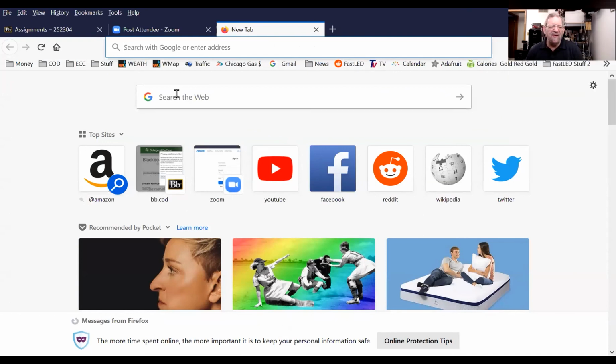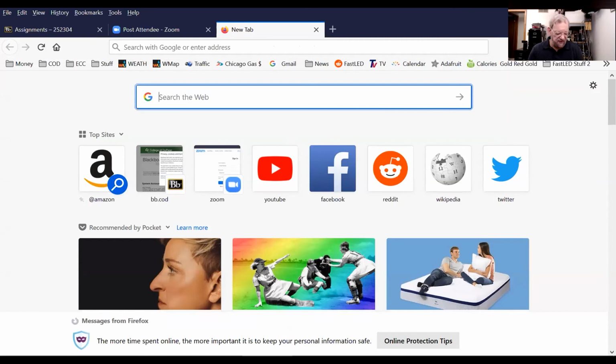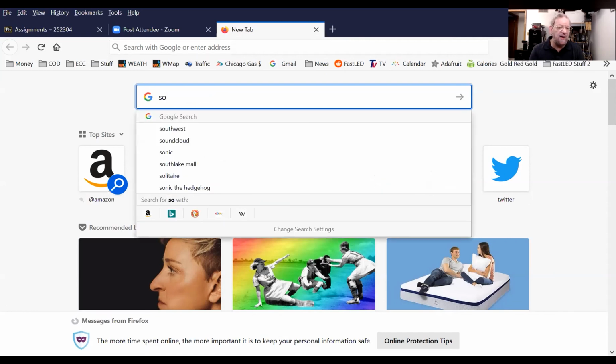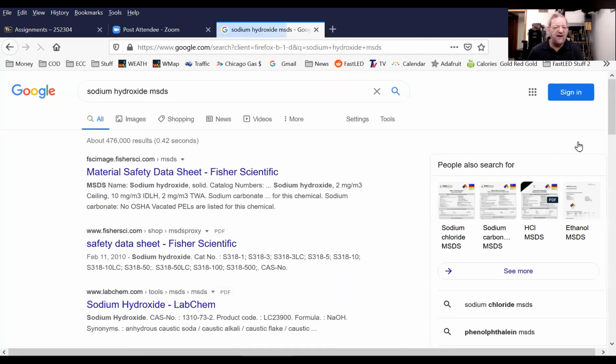Now, if I was looking for a chemical MSDS, and this is good for the rest of your life to know. If you're ever looking at an ingredient label of something you bought or want to buy, you can look up how dangerous the chemicals in there are. This is not in your kit, but it's a chemical I'm familiar with. If I can spell it, put the name of the chemical, then put in MSDS, hit enter, and you'll notice we have the material safety data sheet from different companies. Fisher is a well-known respectable company.